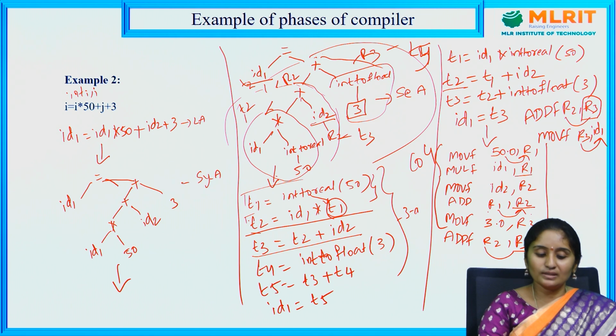Three address code is generated here. This three address code is given as input to the code optimizer, which optimizes the code that came from the intermediate code generator. Then we generate finally the target code, machine code, assembly language code, with the help of registers, using the code generator. So these are the 6 phases of a compiler.